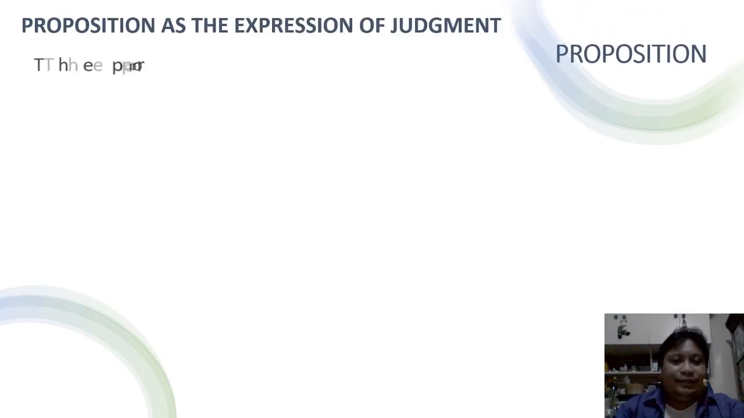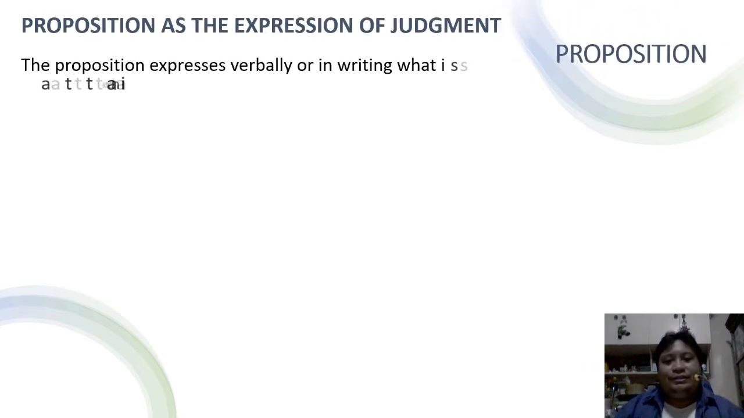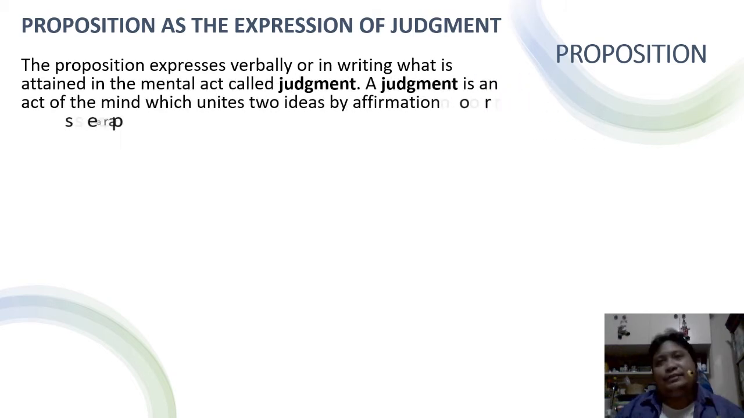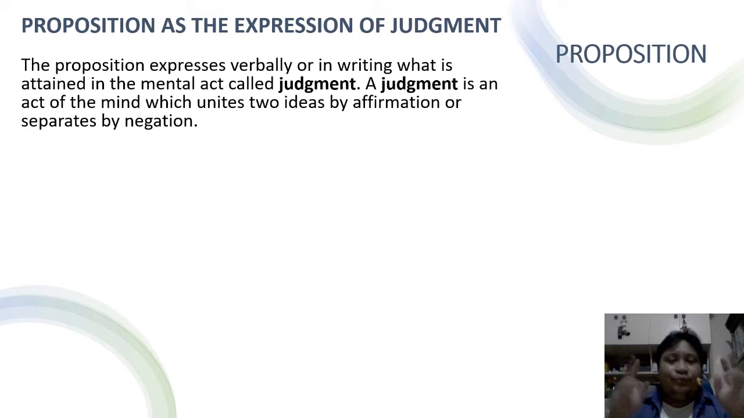Okay, so let's start here. A proposition is the expression of judgment. A proposition can be expressed either verbally or in writing. It is what is attained in the mental act called judgment. Judgment is the act of the mind that unites two ideas, either by affirmation, saying positive, or separates them by negation, or denial.